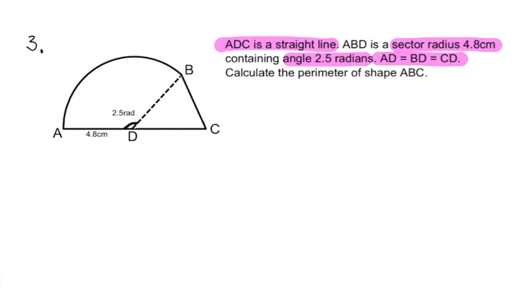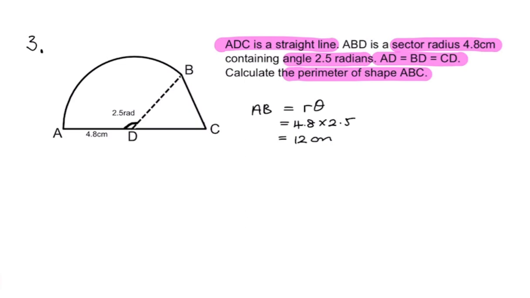And what are we asked to do? We're asked to find the perimeter of the whole shape. So we're going to do it in bits. The first thing I'm going to do is work out AB. AB, our theta, r is 4.8 times 2.5. So that's 12 centimetres.